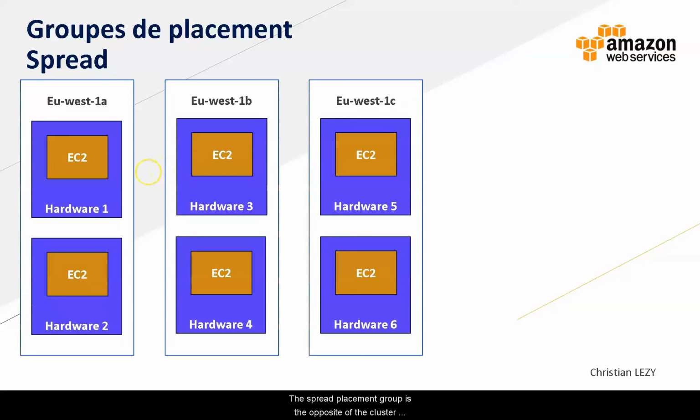The spread placement group is the opposite of the cluster placement group, because here what we want is to avoid that our machines can fail at the same time. So what we're going to do is put each of our EC2 instances on its own physical media in a given availability zone, which guarantees that if my machine 1 here, EC2, goes down, machine 2 will continue to work. If the whole availability zone has a problem and stops working, I will have my application running on 2 other availability zones.